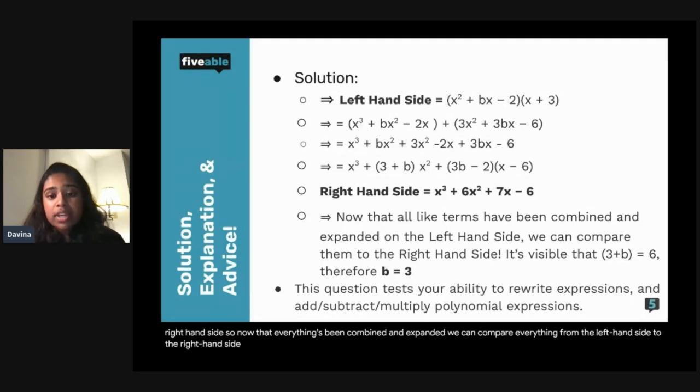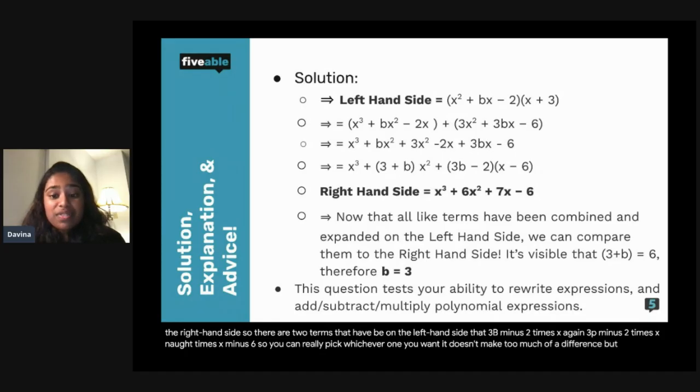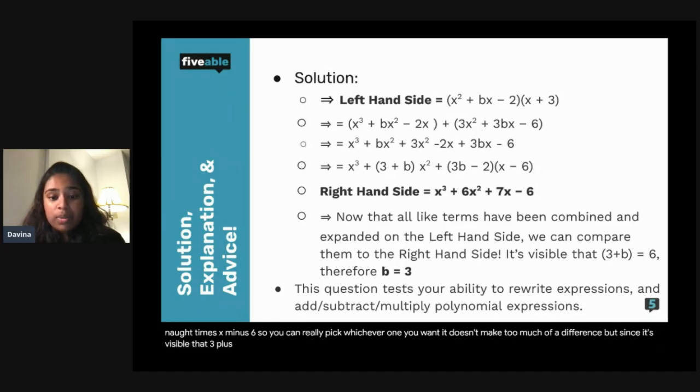There are two terms that have b on the left-hand side: 3 plus b times x squared, and also 3b minus 2 times x. Again, 3b minus 2 times x, not times x minus 6. So you can really pick whichever one you want. It doesn't make too much of a difference. But since it's visible that 3 plus b equals 6, we then get that b equals 3. So congratulations to everyone that said B in the chat.